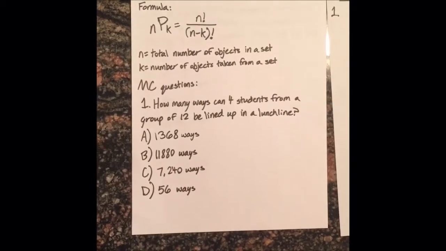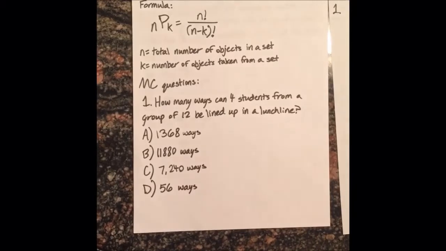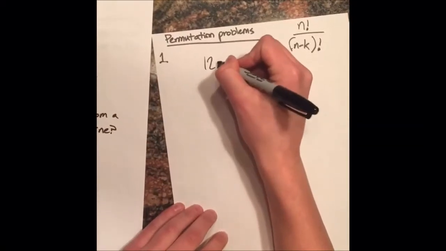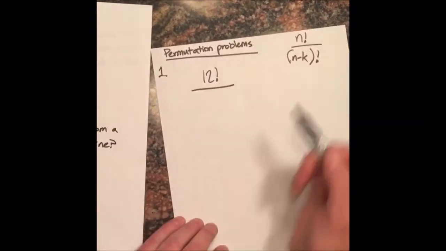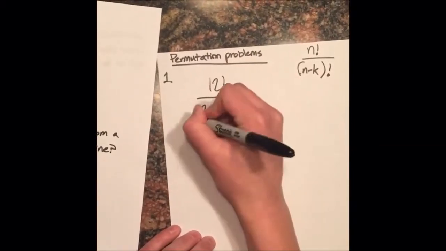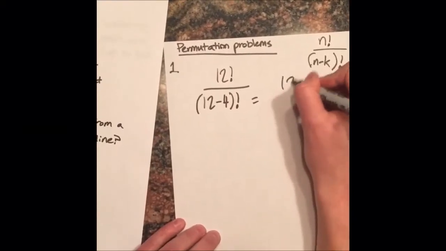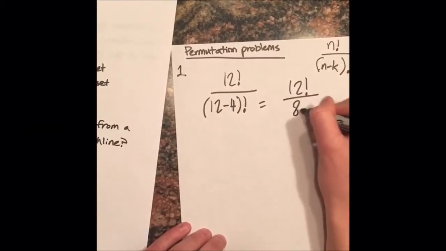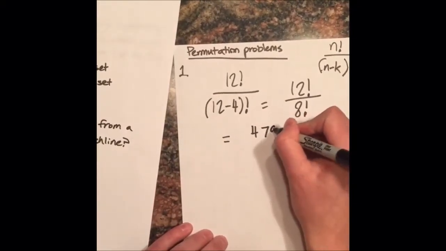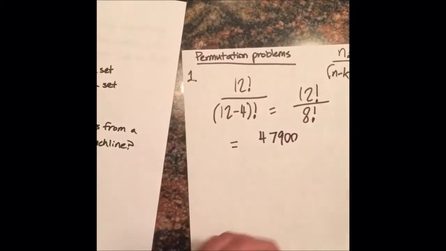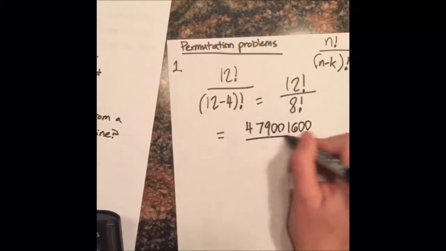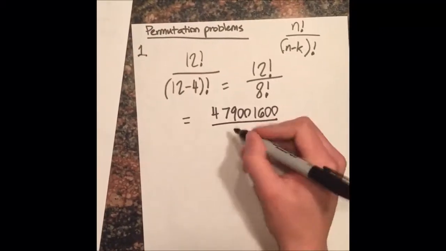How many ways can 4 students from a group of 12 be lined up in a lunch line? Let's see. So 12 is our n. So 12 factorial over n minus k, which is 12 minus 4 factorial. So let's simplify that. 12 factorial equals 479,001,600, divided by 8 factorial, which is a smaller number, 40,320.